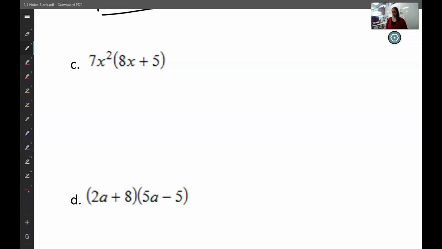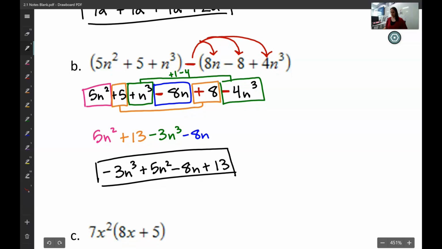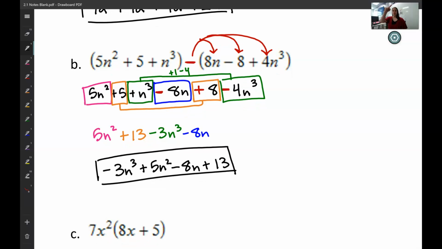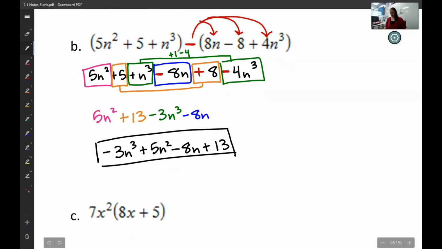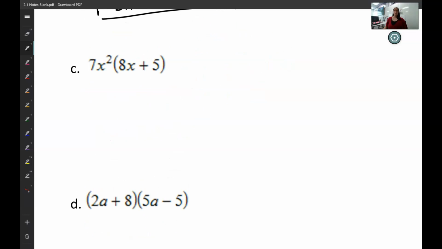Next, let's talk about multiplying polynomials. Whenever I multiply polynomials, I use the distributive property. So just like on this last problem when I distributed the negative into each part, when I distribute, that means to multiply. So I'm going to start with this one.